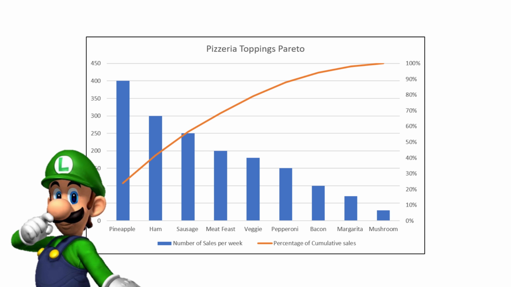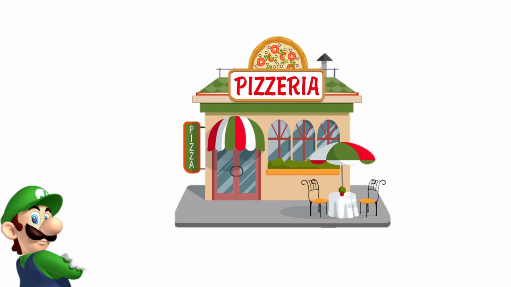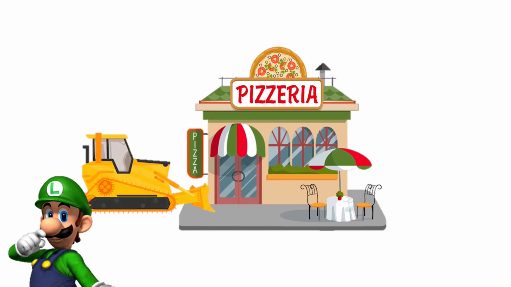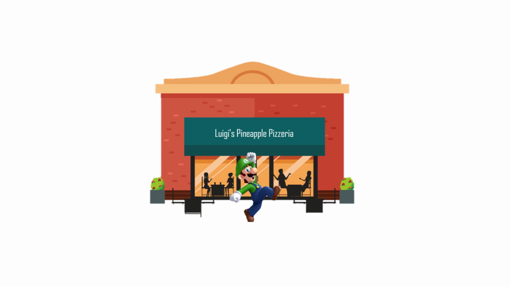Looking at this graph, it is obvious that pineapple is the most popular topping. Therefore, to simplify the supply chain and reduce variation, I will be making a pineapple pizzeria. This is a good starting point, but to apply Lean Six Sigma properly, I need to design my pizzeria with Lean Six Sigma in mind. Let's start over with a brand new building and layout.